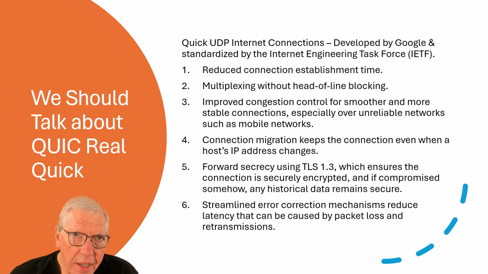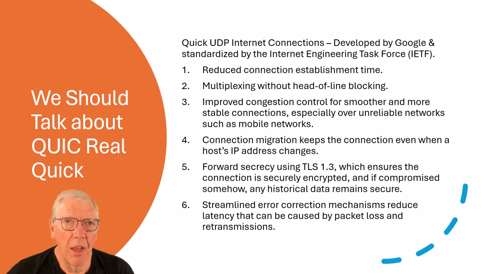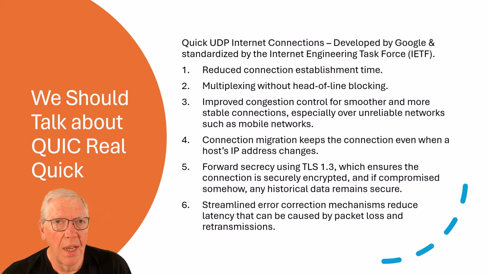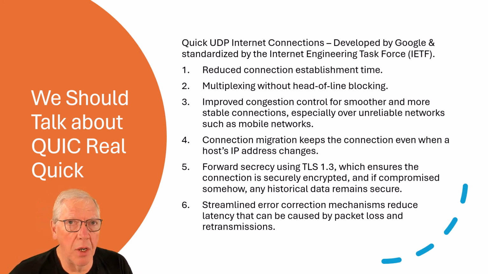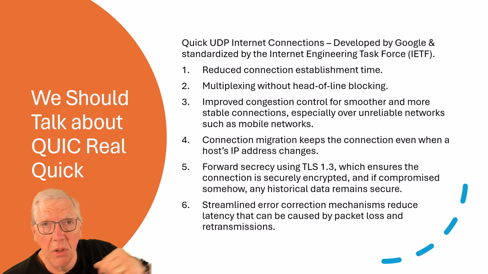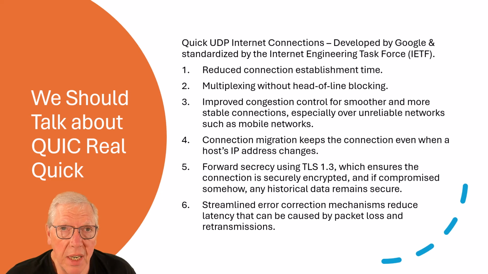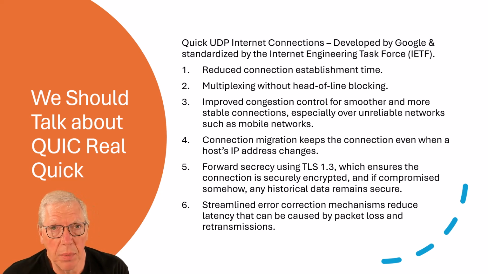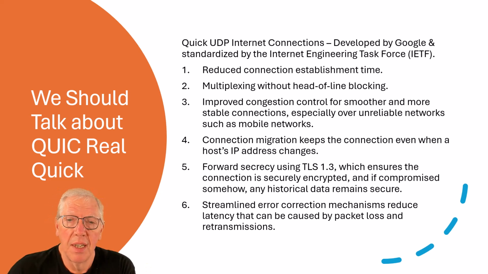This is very interesting as well, number 4. Now, if I'm in a car, I've got my cell phone, I'm on the web, I'm going to go from tower to tower, and that probably implies that I'm going to get a new IP address every time I change towers, or at least during certain times as I change towers. Quick has the ability to keep the connection even while I change an IP address. I just think that's completely amazing.